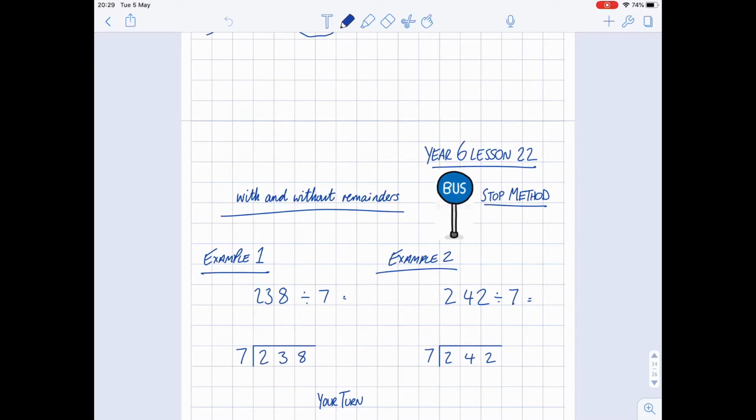So if we do 238 divided by 7 first, follow with me. You can see I've written it out with my bus stop method here.